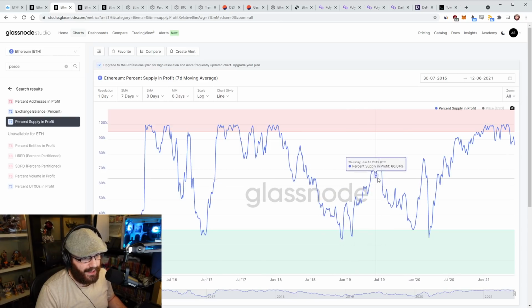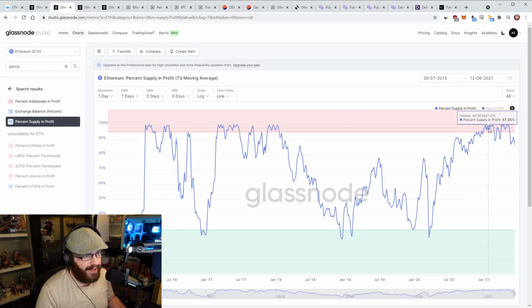Obviously, going up here after staying down here during that mid-2019 pump, you would have been in profit, but then you wouldn't have been as it went back down. Still, generally over the long term, you're fine buying in these zones. So maybe that's a zone you wait for when less than 30% of the supply is in profit. You kind of get out.